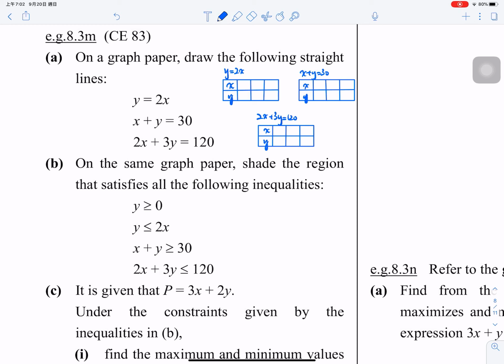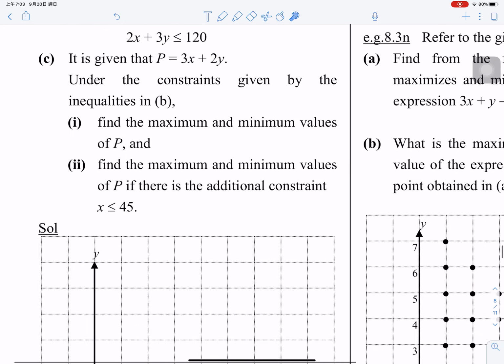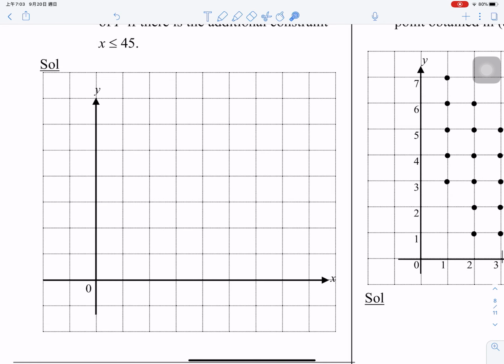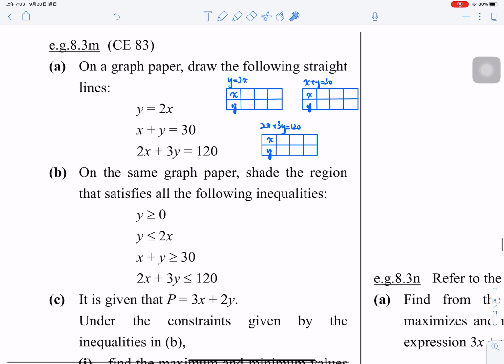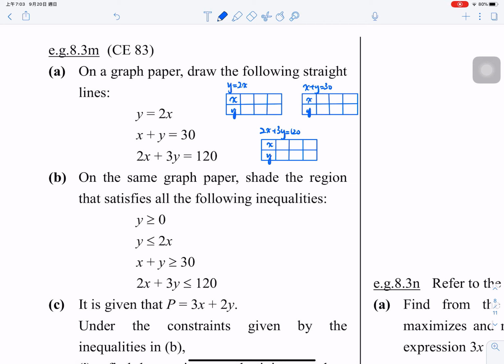Let's have a look at public exam questions. Question A. On a graph paper, draw the following straight lines. Here we have 3 straight lines, and below we have the rectangular coordinate plane. On this graph paper, we need to draw these 3 straight lines. Okay, easy. So let's have a look.